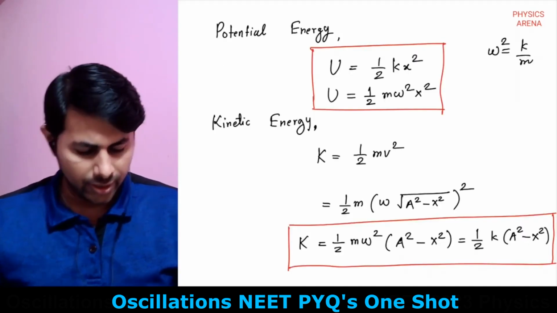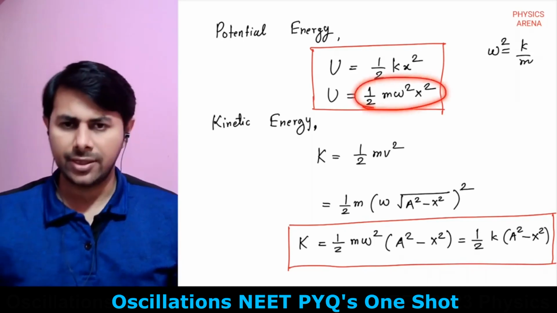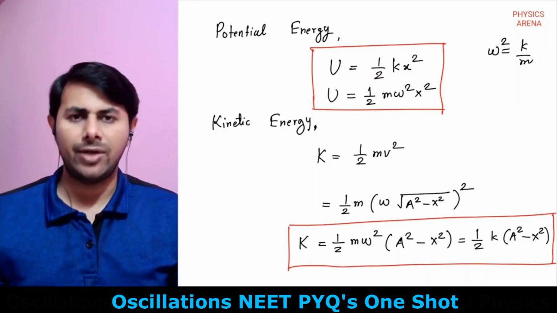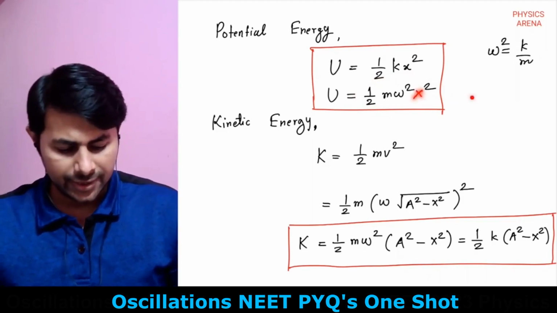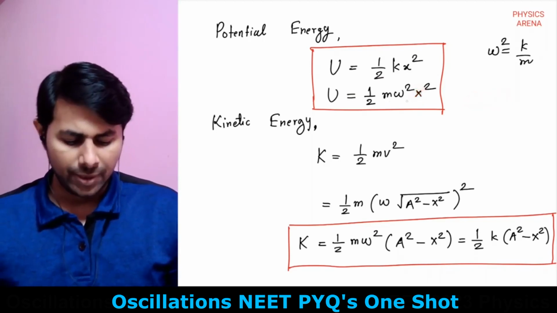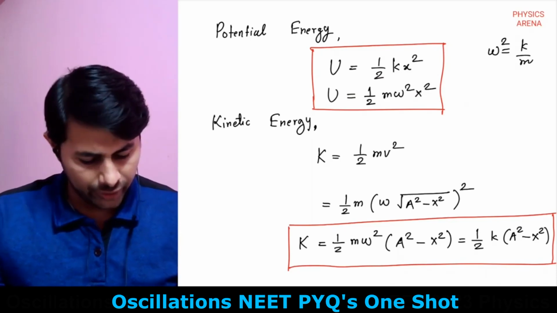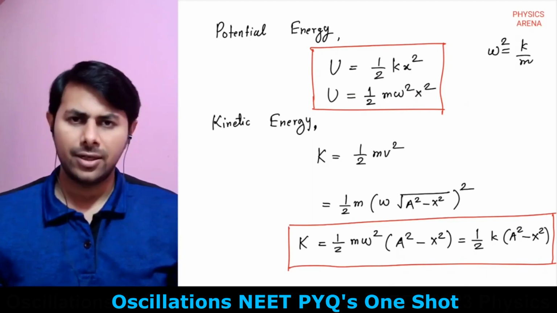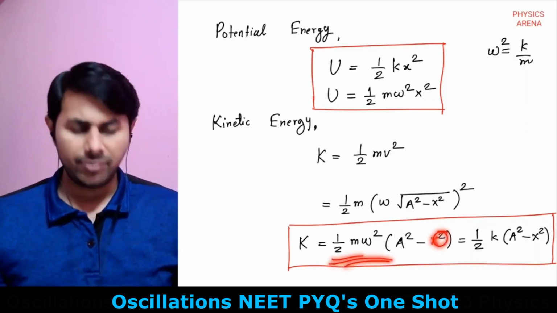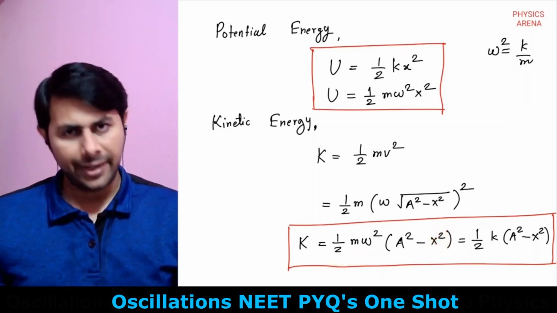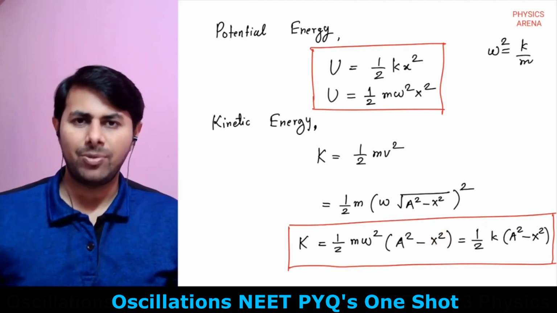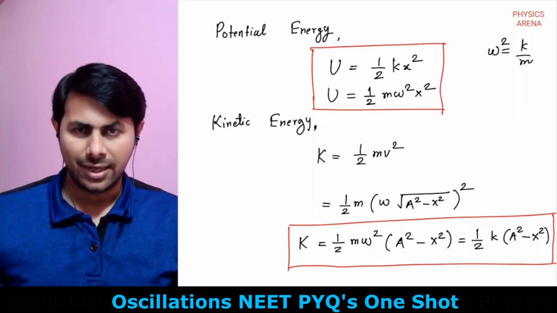See, the potential energy is given by half of m omega square x square, right? What is the maximum value of potential energy when x is equal to a? It is half of m omega square a square. And what is the maximum value of kinetic energy? It is also the same. When x is 0, kinetic energy will be maximum. It is half of m omega square a square, and total energy is also that much, right?